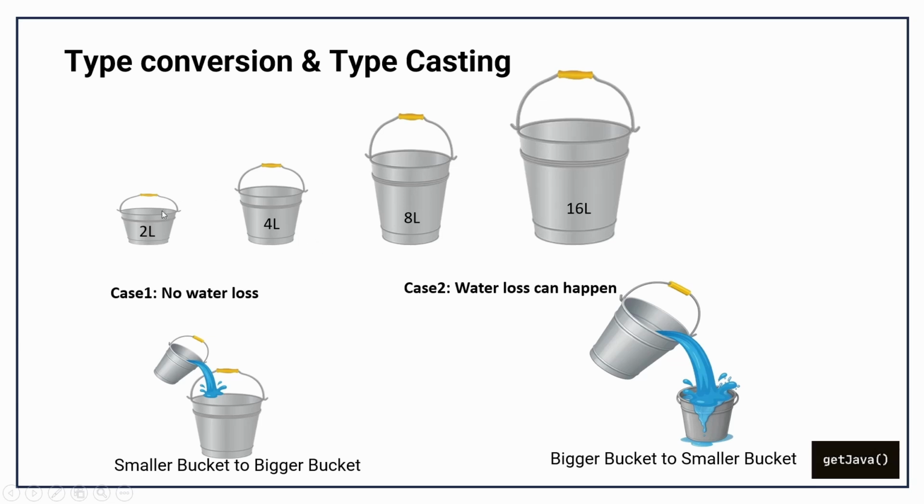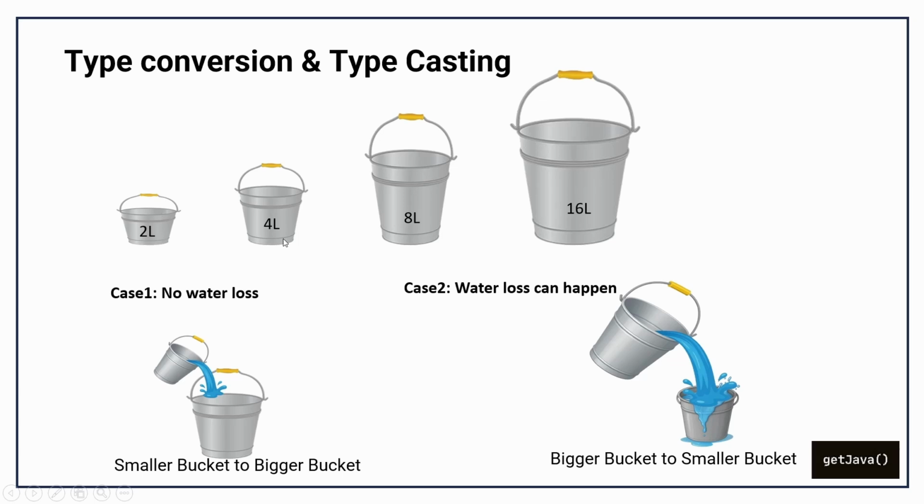Suppose we have 4 different buckets having different carrying capacity. So for example, first bucket is having 2 liters capacity, second bucket is having 4 liters capacity, third is having 8 liters and fourth is having 16 liters of carrying capacity. Let's consider case 1. Suppose we are trying to pour water from the smaller bucket into the bigger bucket.